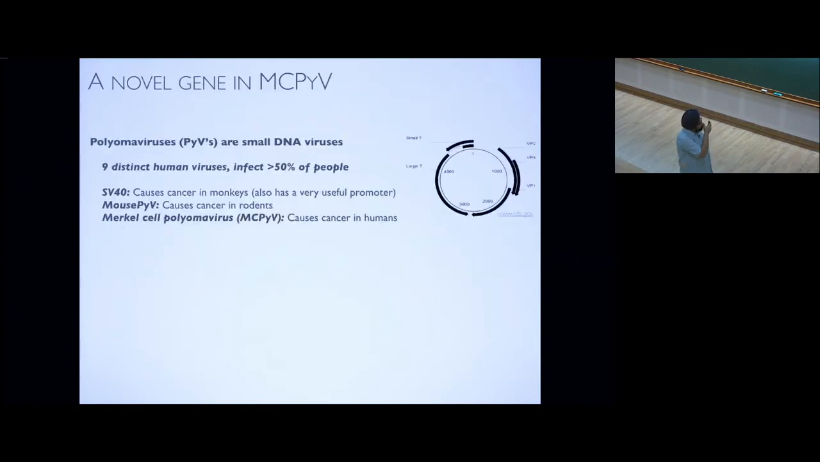So I'll just give you an example of how we went about this. There's many, many studies. This is just one that I picked because I happen to have the slides, because this was work that we did in the lab. And this came from Merkel cell polyomavirus. Polyomaviruses are very small DNA viruses. There are multiple distinct human viruses.